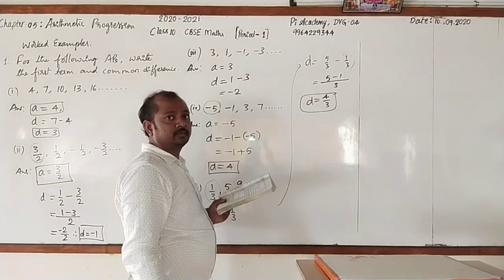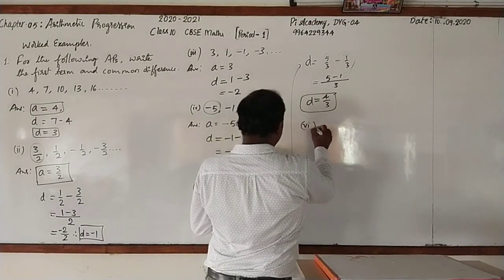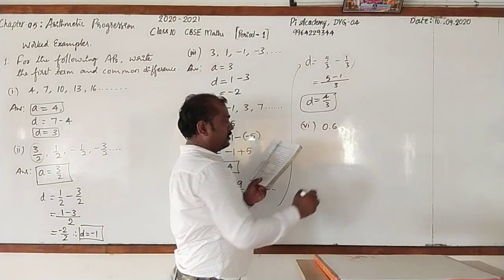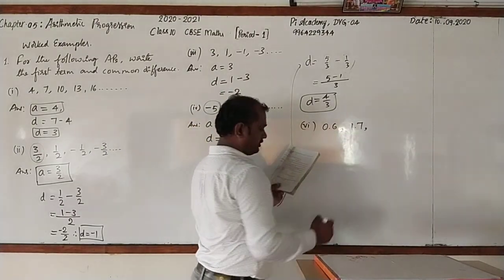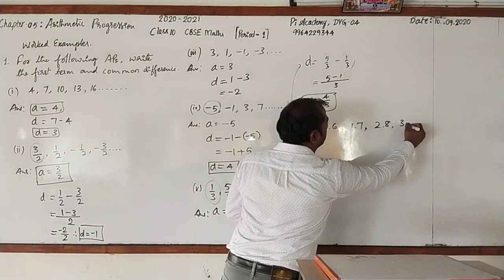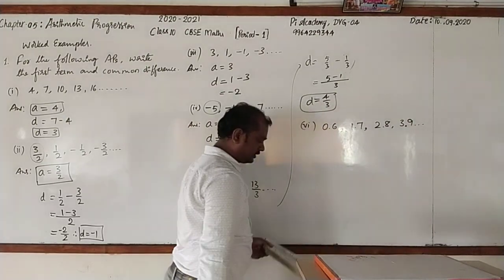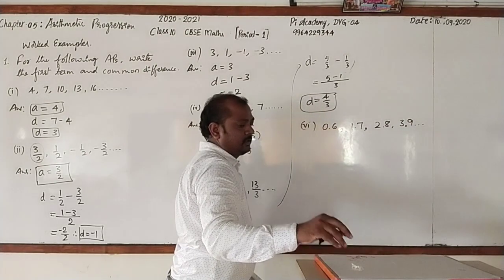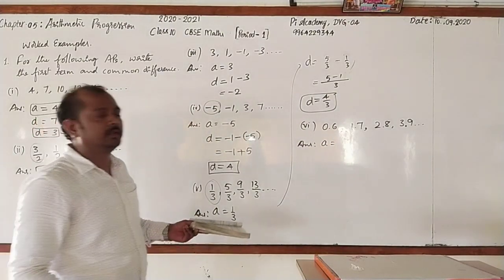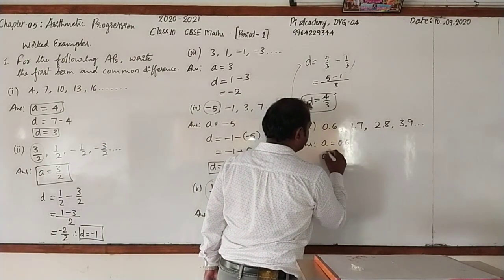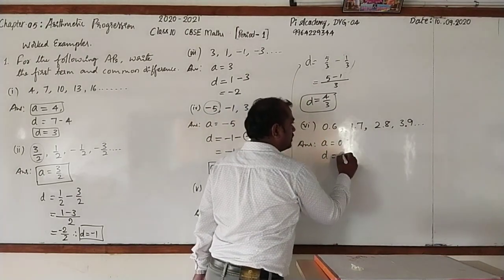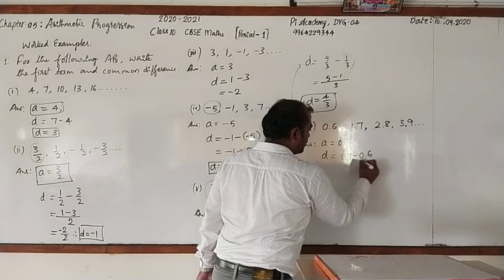It is sixth one like this. 0.6. Second term 1.7. Third term 2.8 and fourth term is 3.9. Now here let us go for writing the first term. What is the first term? This is 0.6. Common difference, second term minus first term, 1.7 minus 0.6.